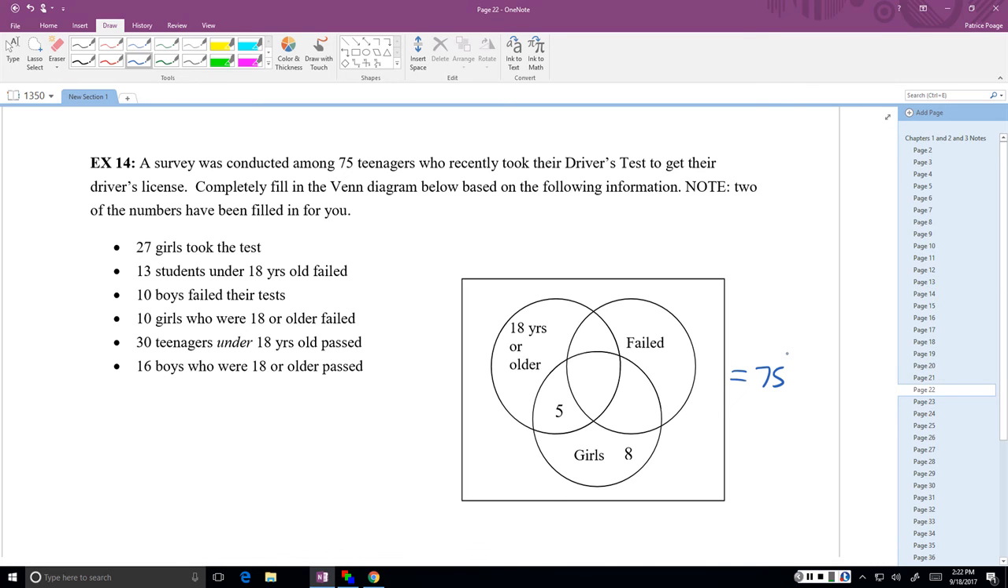Ready? How many regions or parts are there in this Venn diagram? 8. Okay. How many of those parts make up girls? 4. There's a girl circle, right? All 4 parts in the girl, those are girls. Who are these people? Boys. If you're not in the girl circle, you're a boy. If you're not in the failed circle, you passed. These people passed. If you're not 18 years or older, meaning if you're under 18, you're not in there. If you're under 18, you're on these. Y'all with me?